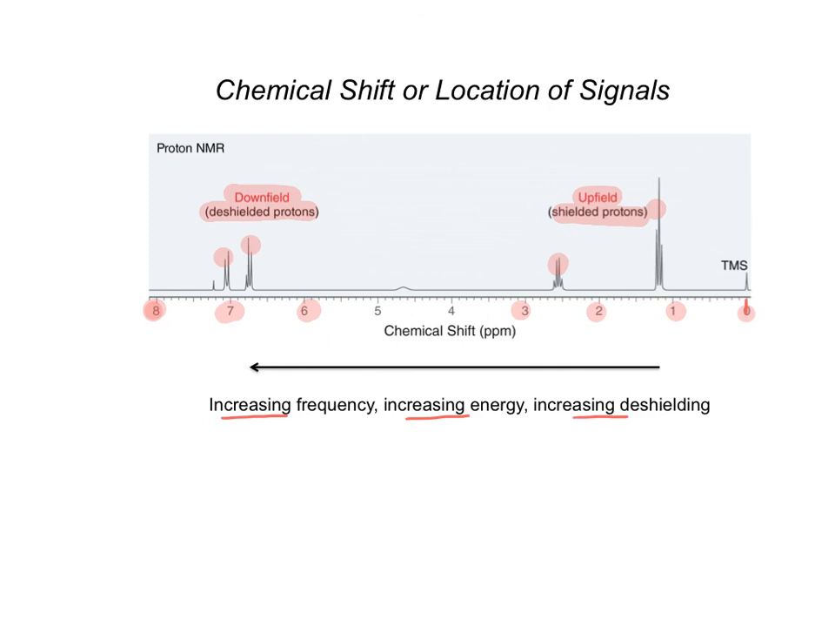So the question is, what determines where things resonate in the NMR spectrum? What affects these various chemical shifts? We're going to talk about that in the next lecture. Right now, the takeaway is that we've got our NMR spectrum, and we're measuring everything in terms of chemical shift, relative to TMS. Low chemical shifts are shielded protons, and high chemical shifts are deshielded protons.